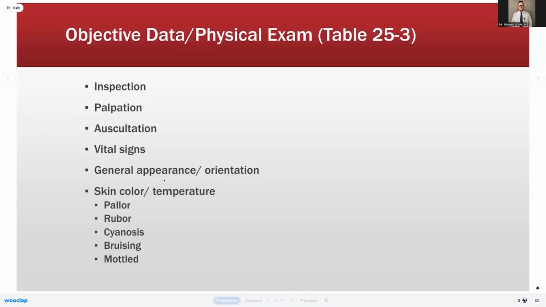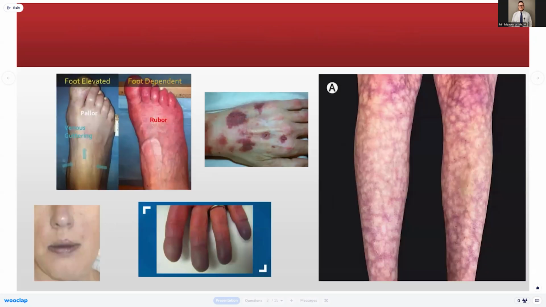So objectively, what are we looking at? You've done this sort of stuff with your health exam for physical assessment class. But the chest shape and contour, mental status changes, level of consciousness, those kinds of things. Vital sign changes. What does the heart sound like? Is there an S1, S2 present? Is the rhythm regular? Skin color too: pallor, rubor, cyanosis, bruising, mottled. Those are interesting.